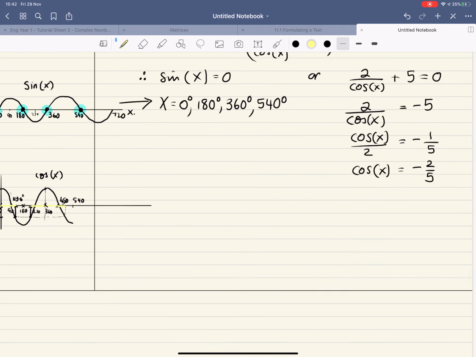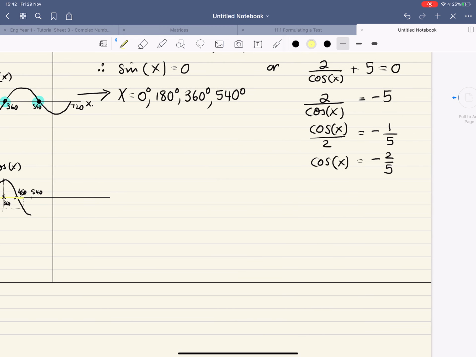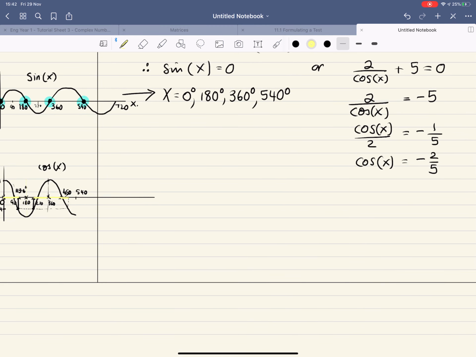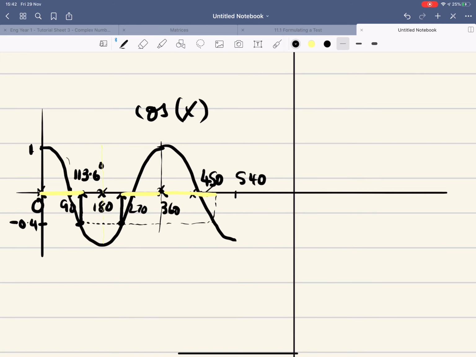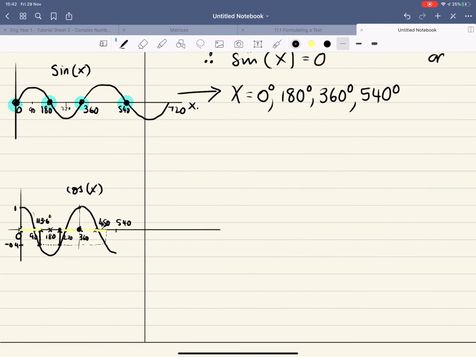So our answers for this one are, you get x is 113.6 off your calculator. The next one, which is here, is actually 360 take away 113.6.